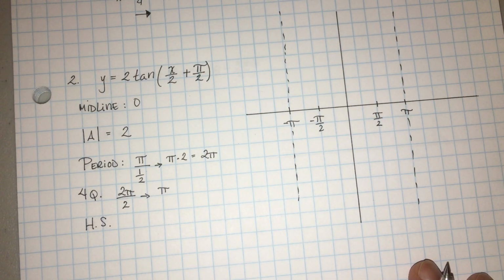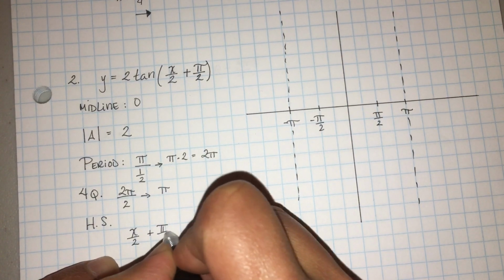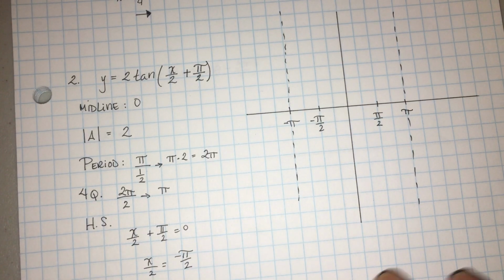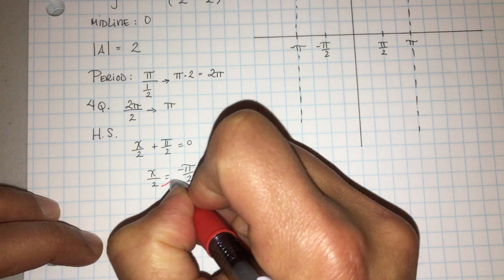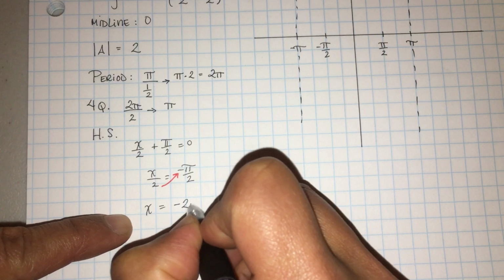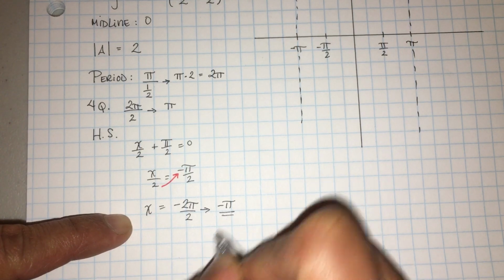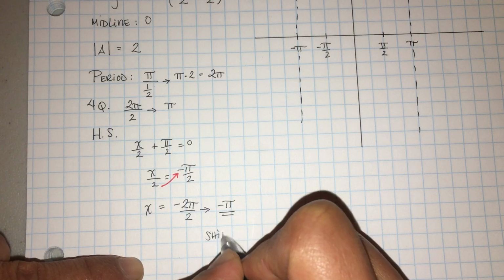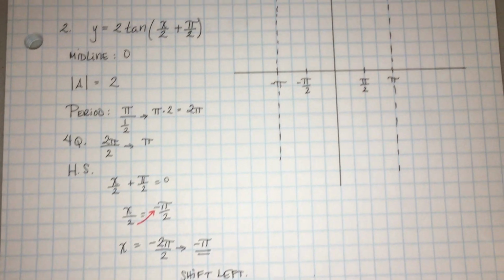All right, now, last thing I'm going to do is let's do a horizontal shift. So we have x over 2 plus pi over 2. Set that equal to 0. Go ahead and move it to the right. So you're going to get negative pi over 2 over 2. Well, then how do you do this? Well, we're going to go ahead and do it just the easy way. We're going to cross multiply this guy. So x is going to equal negative 2 pi over 2, which ends up becoming negative pi. So this guy, we're going to shift it pi units to the left. It's going to shift to the left because of that negative. Okay, all right, not too bad.